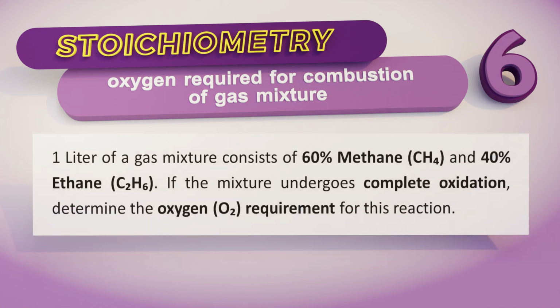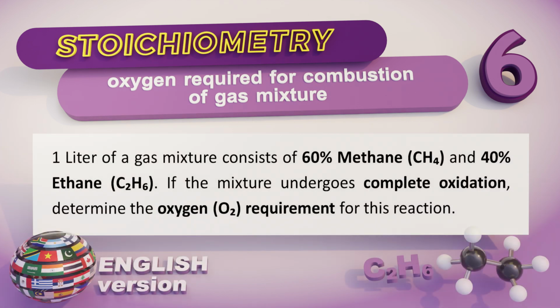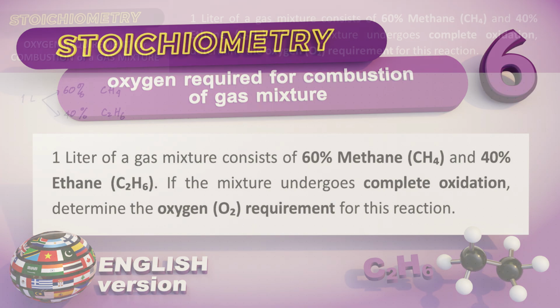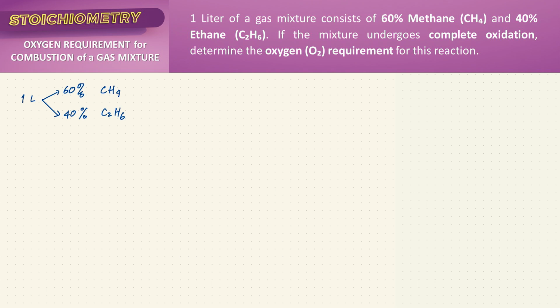A 1-liter gas mixture consists of 60% methane gas and 40% ethane gas. If this mixture undergoes complete oxidation, determine the oxygen requirement for this reaction. To answer this question, we are going to calculate the amounts of methane and ethane gases in this mixture.